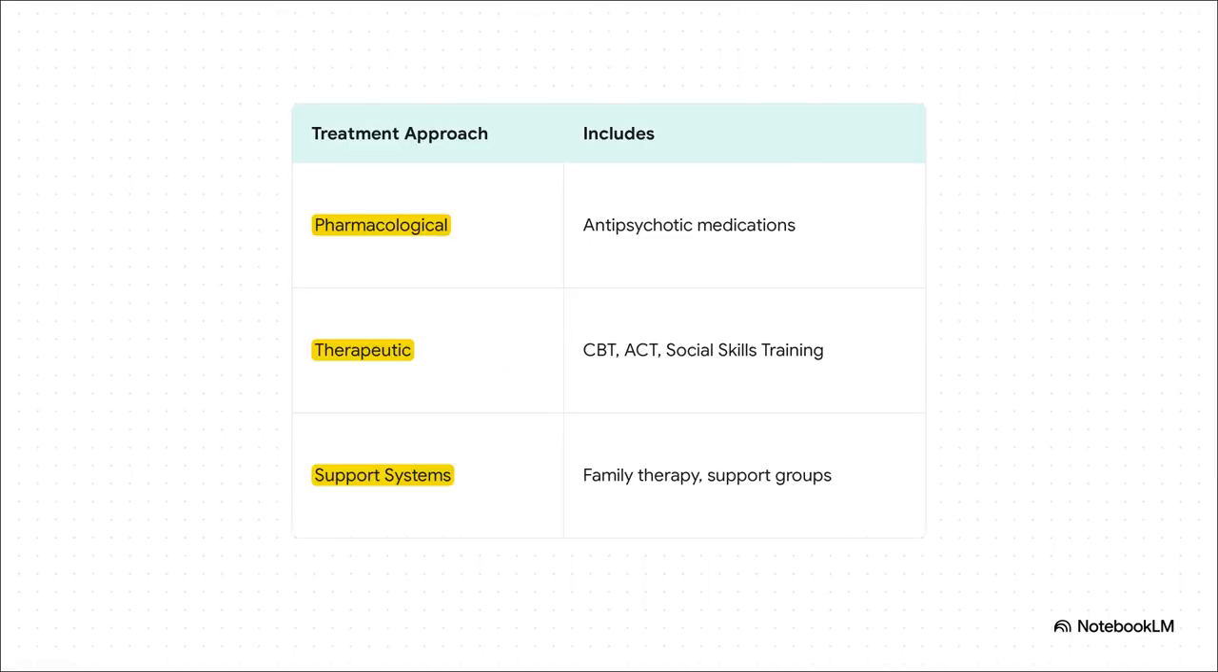And this is what that effective treatment looks like. It's a combination approach. Of course, we have medication to help manage brain chemistry. But just as important are therapies like cognitive behavioral therapy, or CBT, to help reframe thoughts, and support systems like assertive community treatment, or ACT, which provide comprehensive care right there in the community.